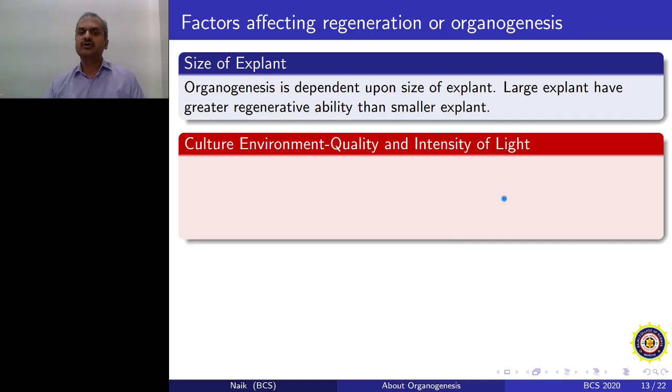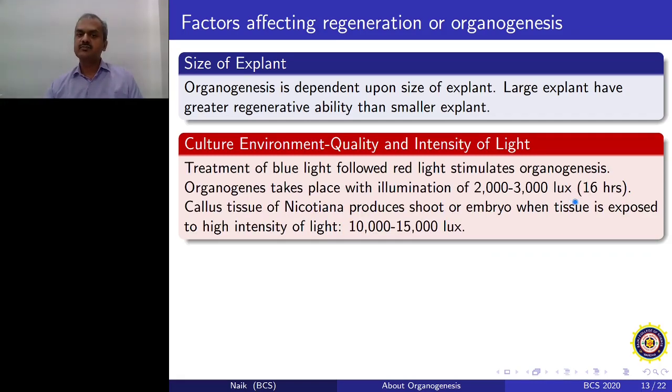Now culture environment or quality: in this, quality and intensity of light, it was found that treatment of blue light followed by red light stimulates organogenesis, and this generally takes place in an illumination of 2000 to 3000 lux for 16 hours of light, 8 hours of dark. Whereas callus tissue of Nicotiana produces shoots or embryogenesis when the tissue is exposed to higher light intensity, that is, you can look at 2000 lux versus 10,000 to 15,000 lux.